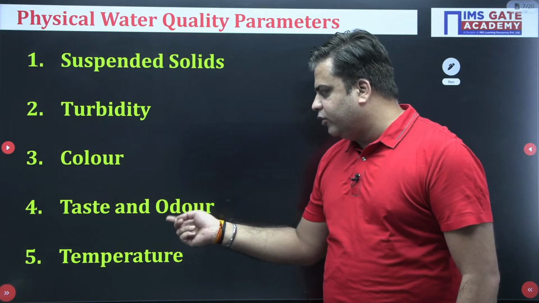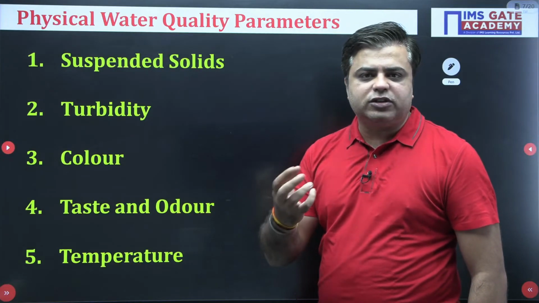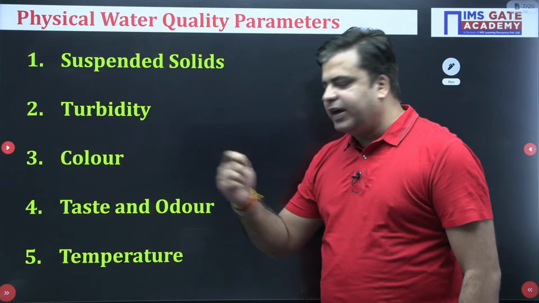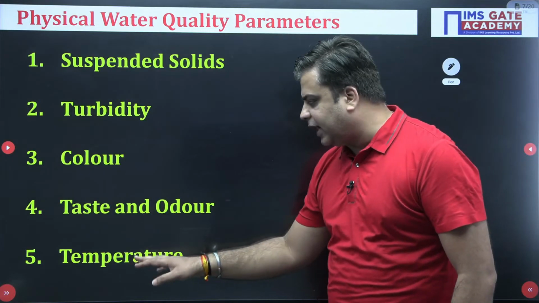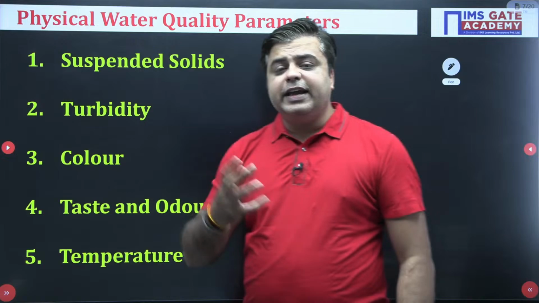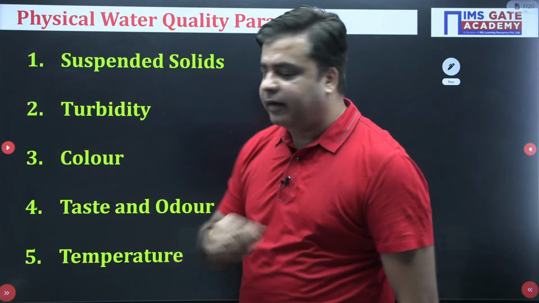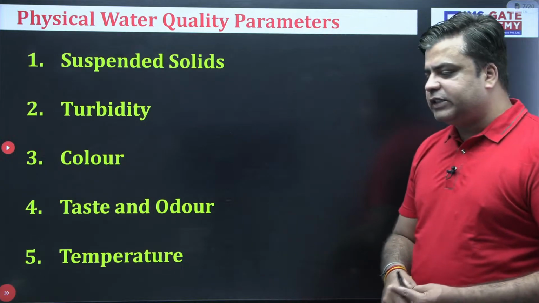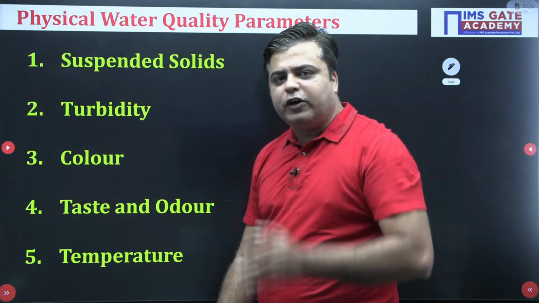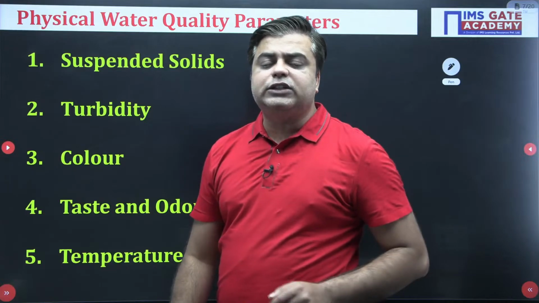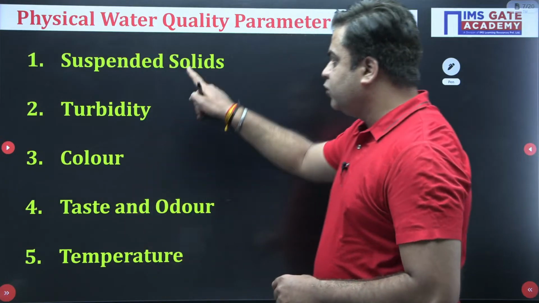And then you have taste and odor which can be felt or smelt, hence can be classified as physical water quality parameter. And last one is the temperature, which again can be felt, therefore classified as physical water quality parameter. So those water quality parameters which can be felt or sensed by any of our senses are classified as physical water quality parameters. So I'll start one by one.